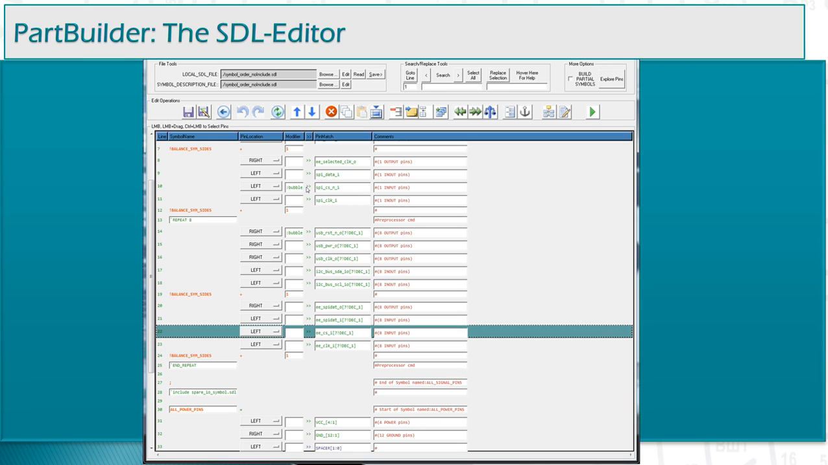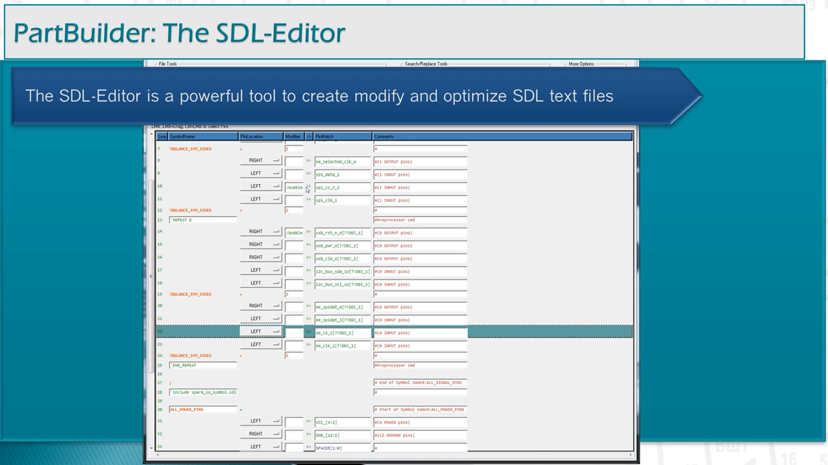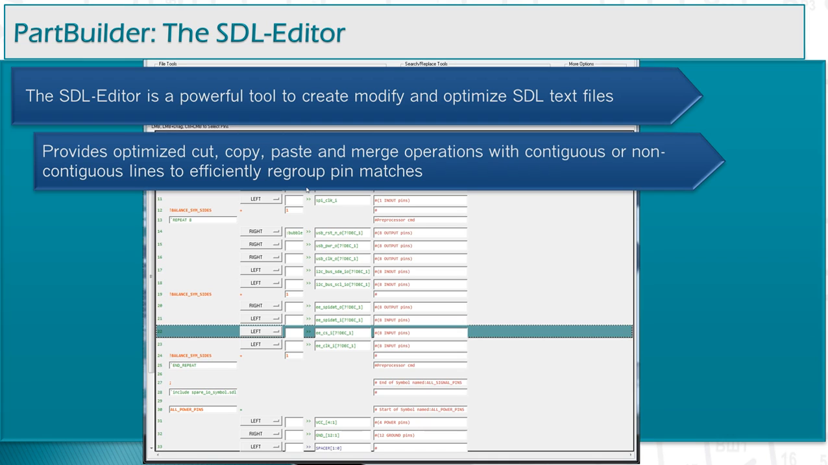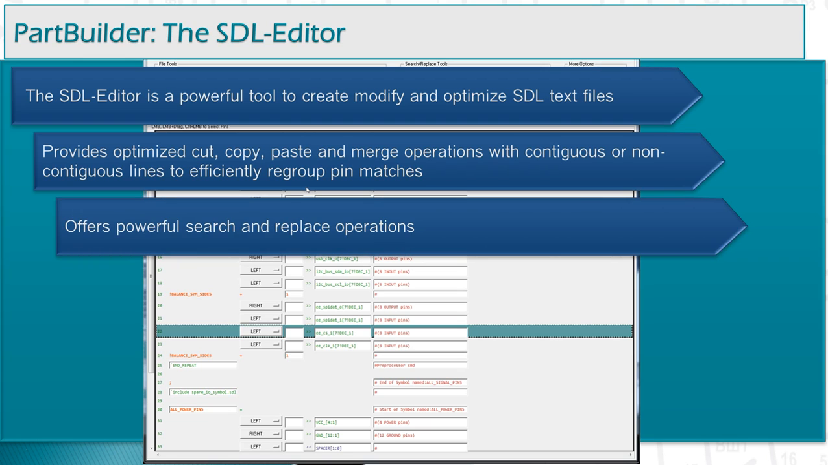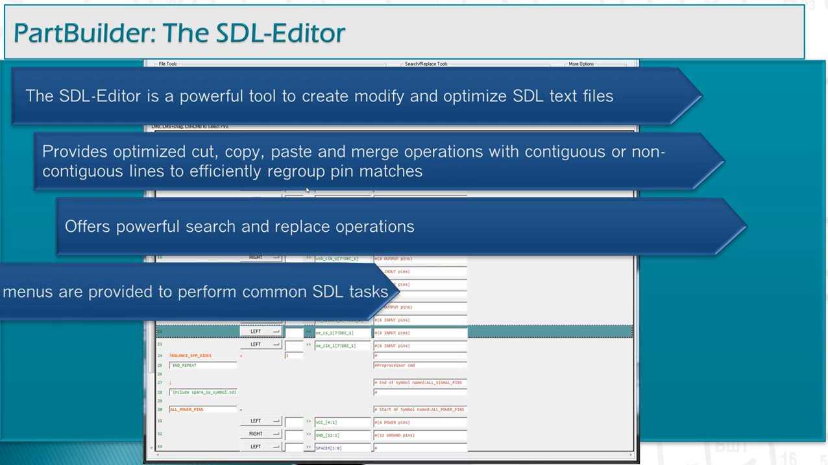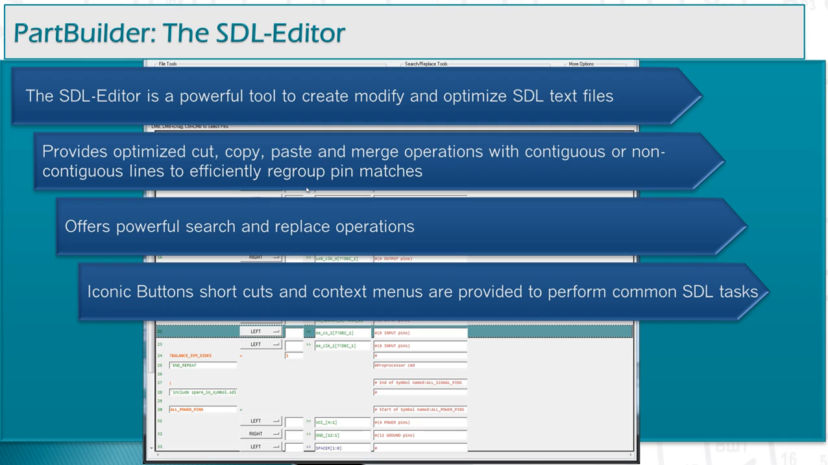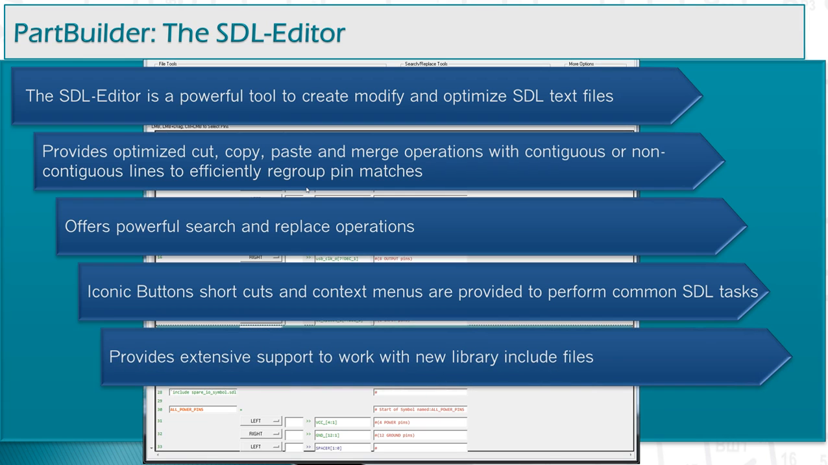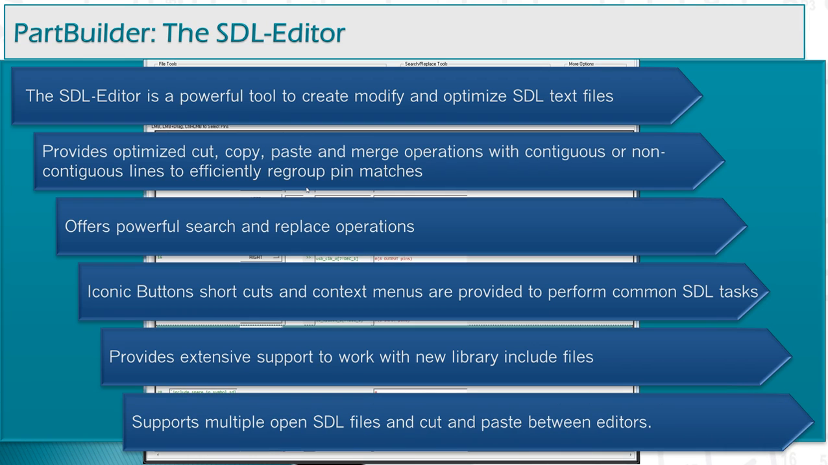Here's some background on the SDL Editor. The SDL Editor is a powerful tool to create, modify, and optimize SDL text files. It provides optimized cut, copy, paste, and merge operations with contiguous or non-contiguous lines to efficiently regroup pin matches. It offers powerful search and replace operations, and iconic buttons, shortcuts, and context menus are provided to perform common SDL tasks. It provides extensive support to work with the new library include files, and it supports multiple open SDL files and cut and paste between editors.